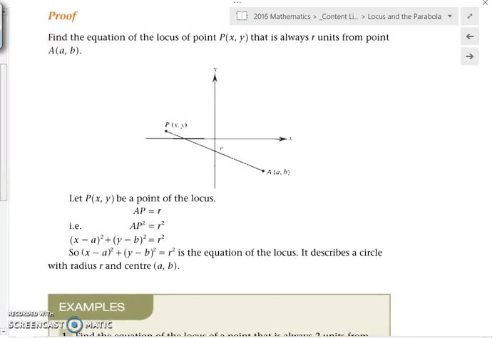Find the... ready? Find that long thing with x's and y's in it, of the path that it goes round, of that dot at that spot where you go horizontal and vertical, that is always R units from that other dot, let's call it (a, b). So you can try it: find the equation of the locus of the point P that is always R units from the point (a, b).